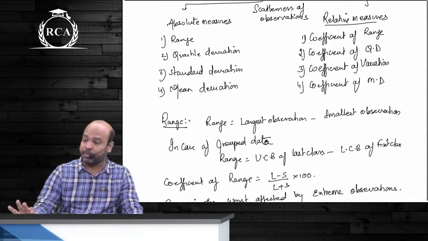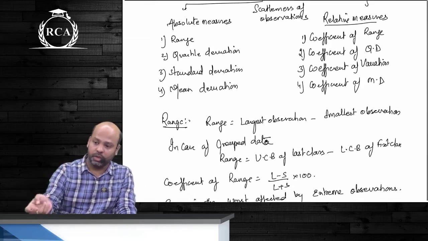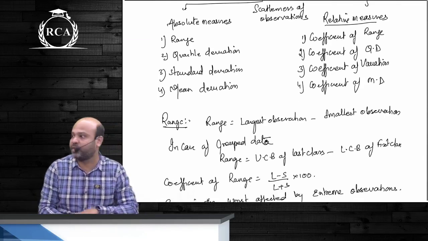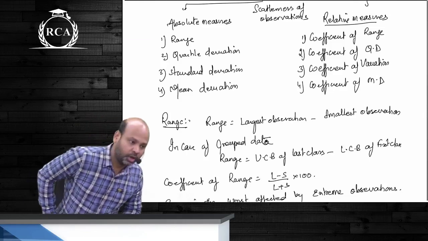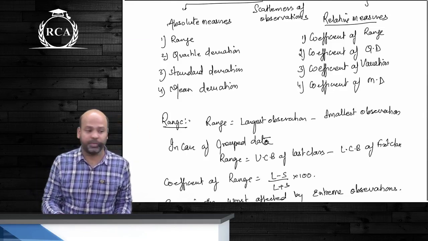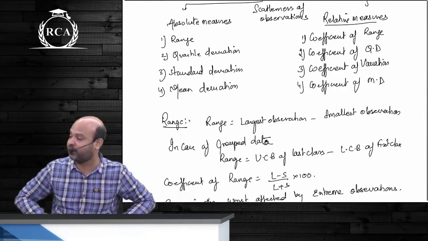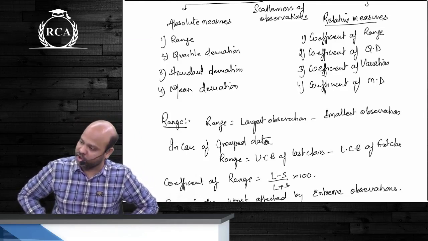The common properties for all of them are 2. If all the observations are equal to a constant k, guys, any measure of dispersion will be equal to 0. And then, guys, any measure of dispersion will not be affected by change of origin. It is only and only affected by change of scale.